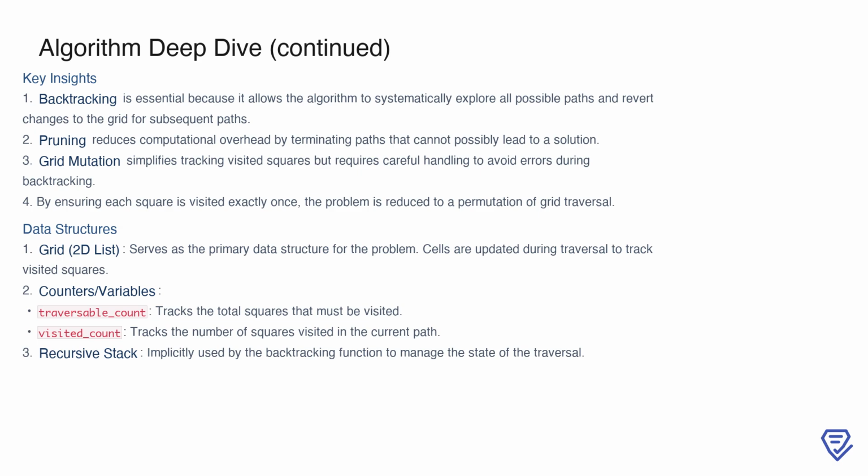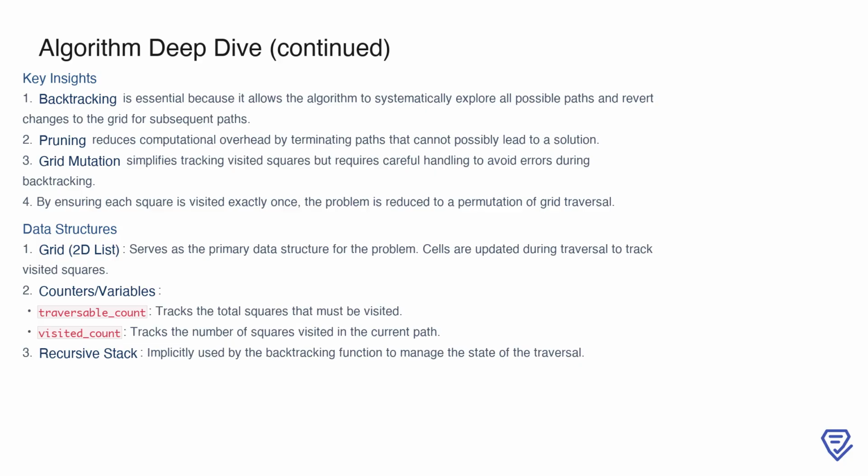There are several key insights behind this algorithm. First, backtracking is the foundation of the solution, as it allows us to systematically explore every path and revert changes to the grid to enable exploration of other paths. Second, pruning is critical to reducing computational overhead. By terminating paths that are guaranteed to be invalid, we avoid unnecessary calculations.